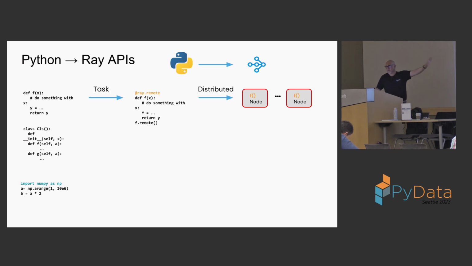You don't have to worry about the IP address. You don't have to worry about where the Ray cluster is. You don't have to worry about where the worker node is. You can just do that by doing ray.remote.